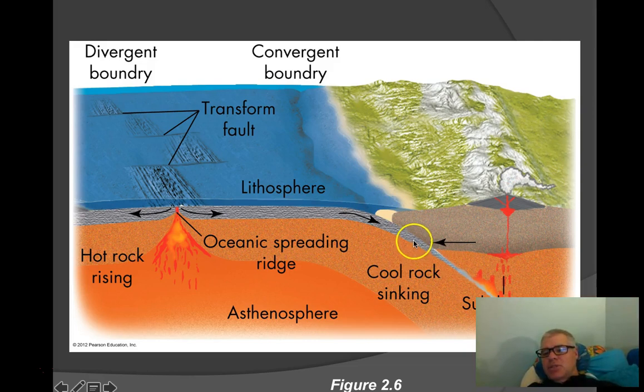The other thing that happens is that as the plate dives underneath and it carries water and other things with it, it comes down here and it starts to melt. And usually about 100 miles or so inland from where these plates come together, you get melting, and the magma bubbles up, and you create a string of mountains away from this subduction zone.